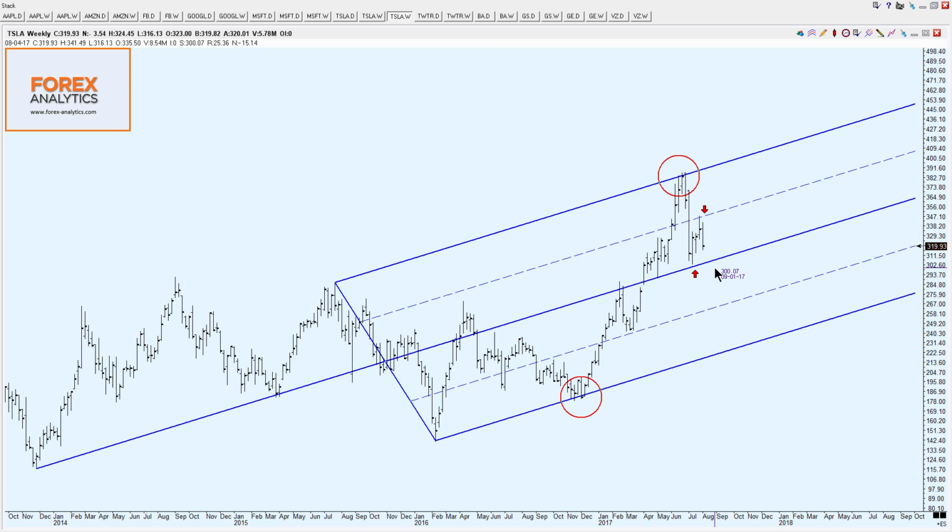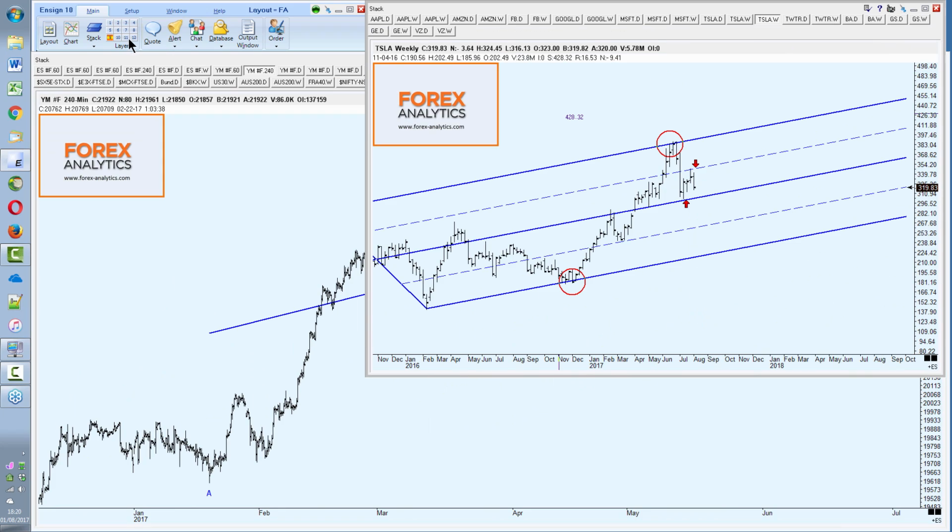Now let's go and have a look at some other ones. A number of people just said, can we go and have a look at gold and silver? I guess that is what quite a lot of people want to do.